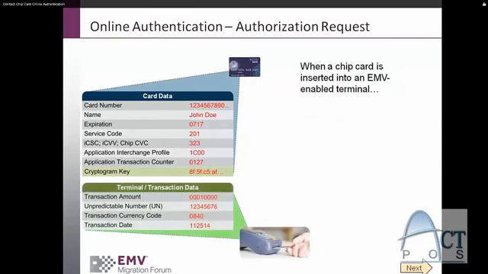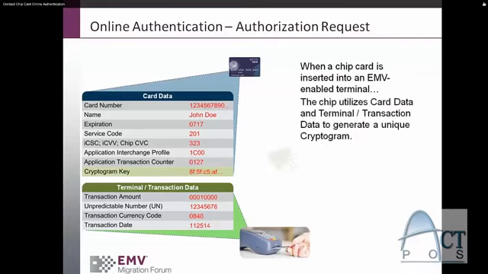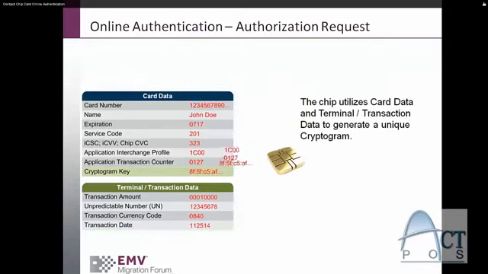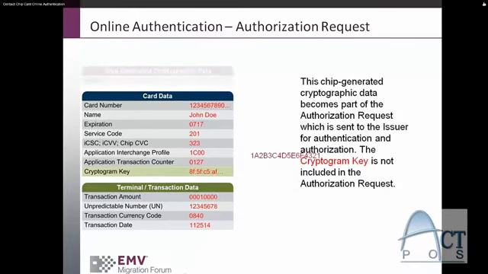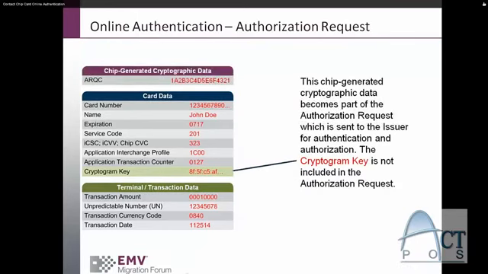When a chip card is inserted into an EMV-enabled terminal, there is data that's associated with that specific transaction from both the card and also the terminal and transaction. The chip will utilize certain card data and certain terminal and transaction data to generate a unique cryptogram. Here's an example of a cryptogram. This cryptogram is then included in the authorization request.